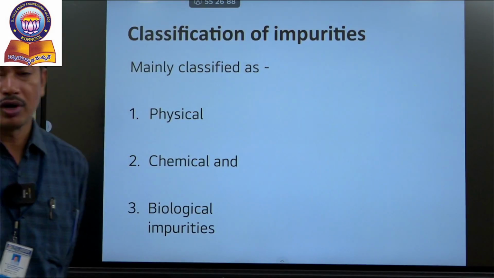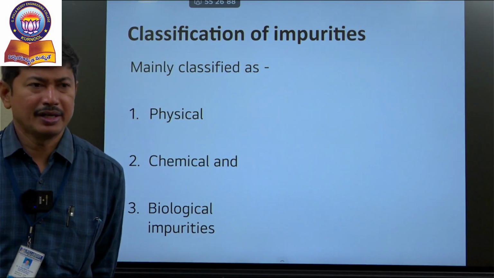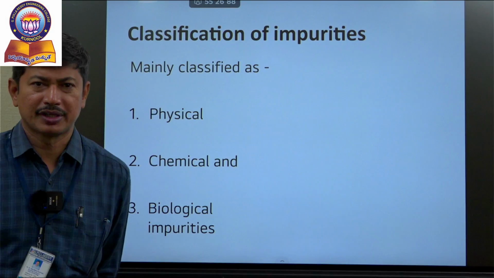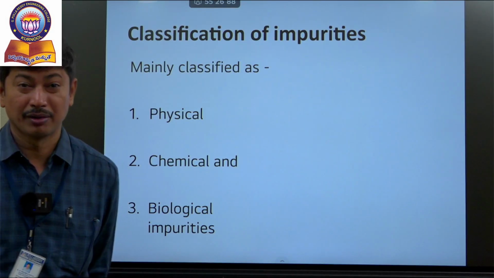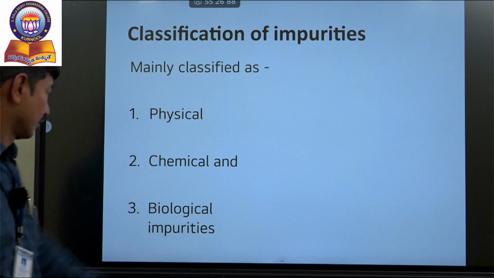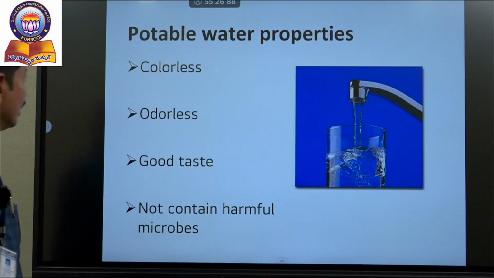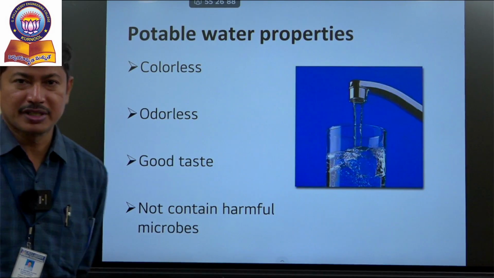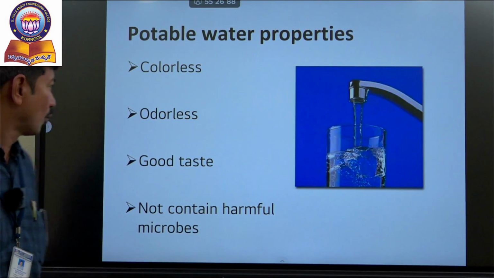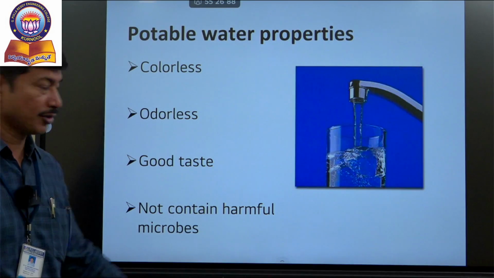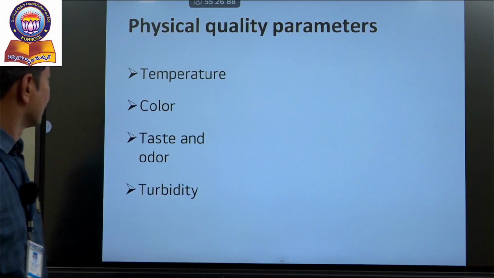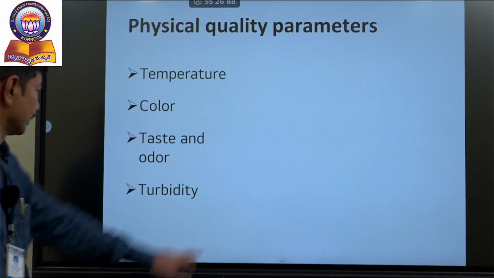So the quality of water is mainly classified into three types: physical, chemical, and bacteriological impurities. The main physical characteristics are color, odor, taste, temperature, and turbidity.